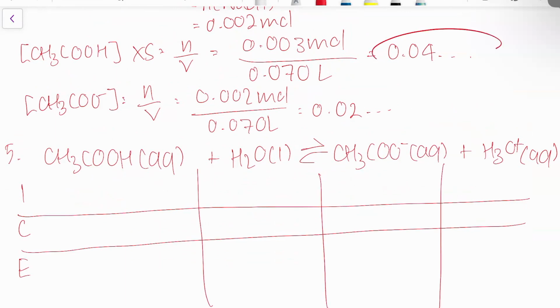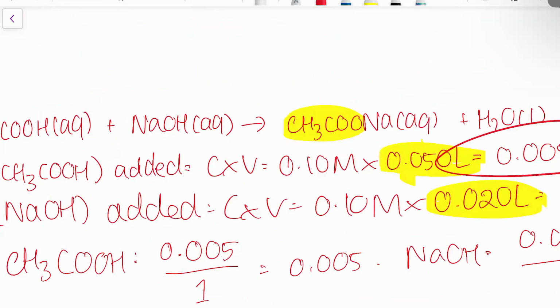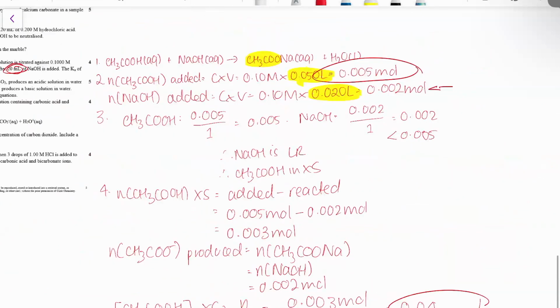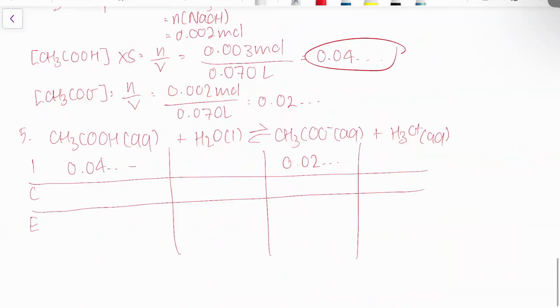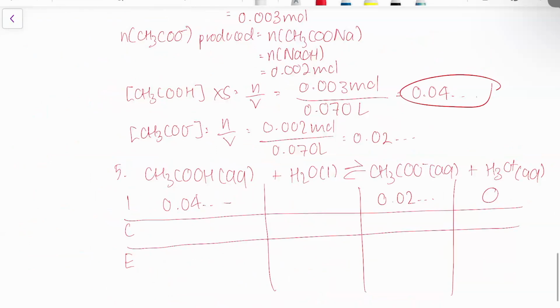My initial concentration of my acid, 0.04 and so on. And for my conjugate base is 0.02, and so on. Normally when you do these equations, you have 0 for everything on the right, but it just so happens that we had a neutralization equation before this that made some of your acetate ion. So that's why it's not 0 anymore, but I haven't made any protons yet because the neutralization equation didn't make any protons, so that's still 0.